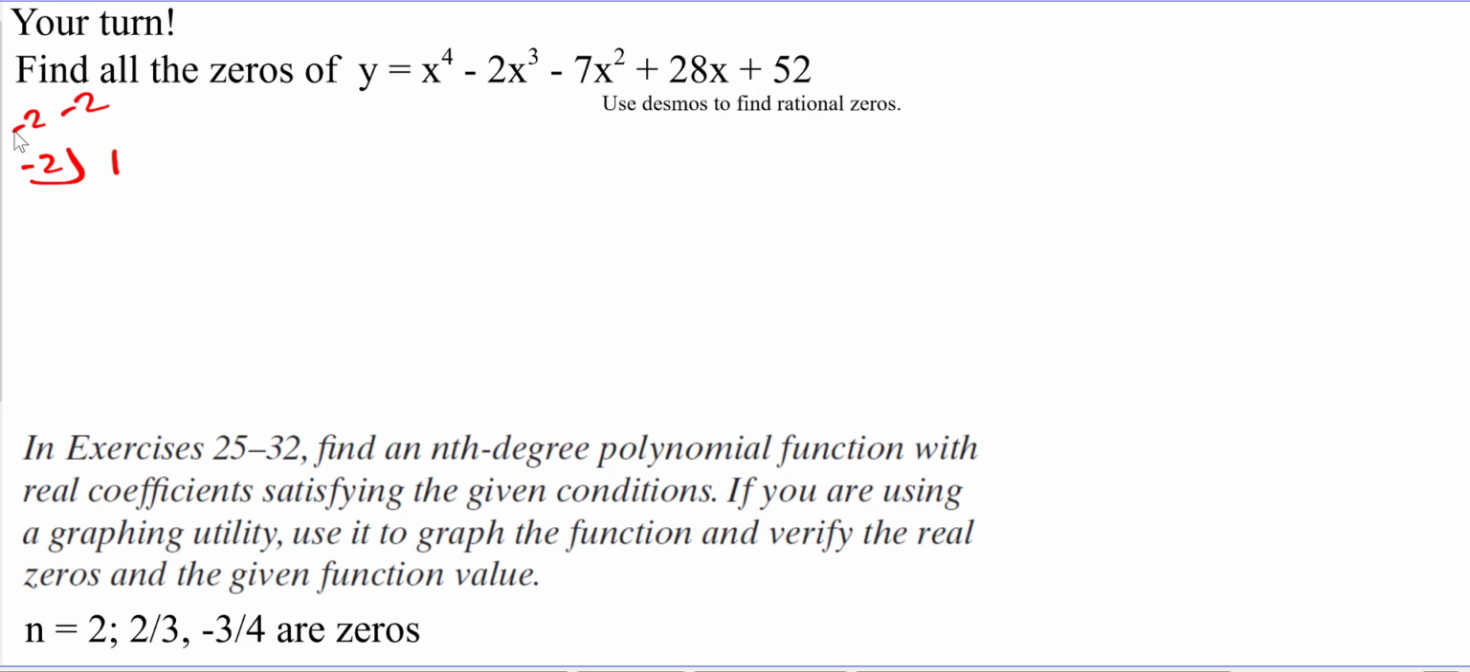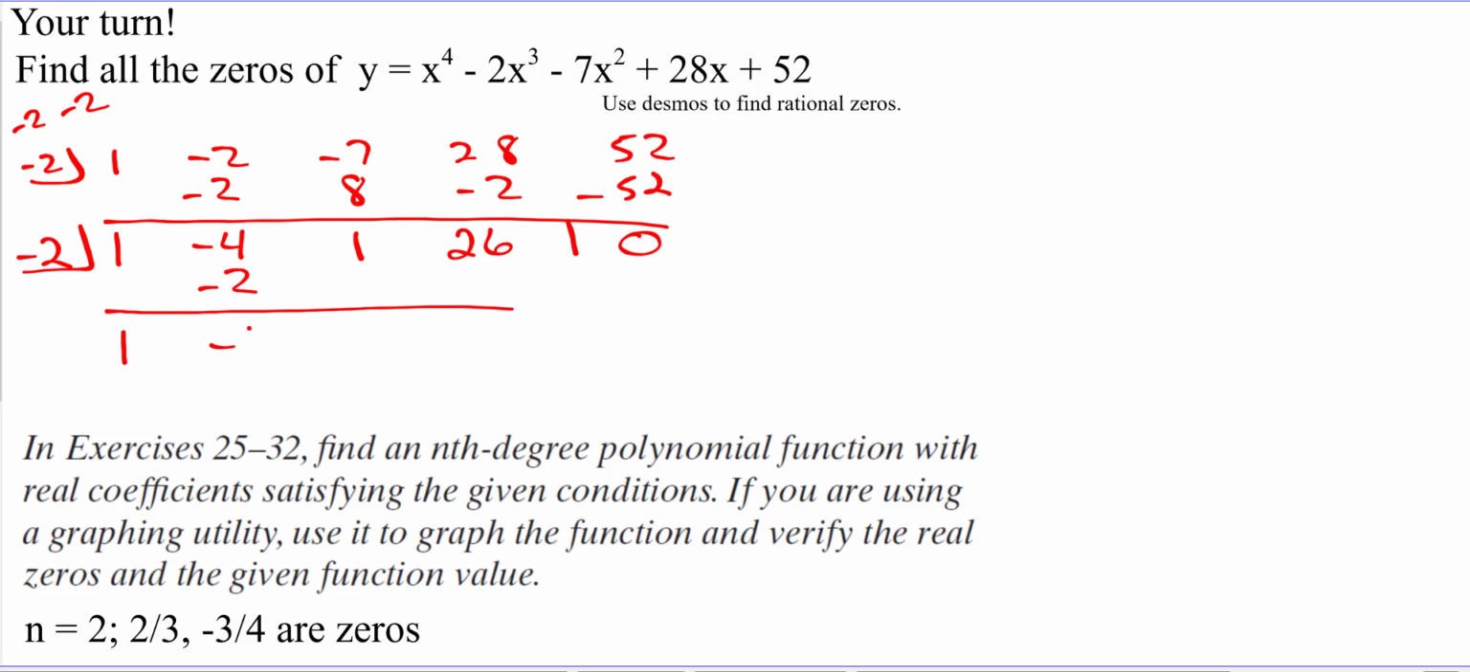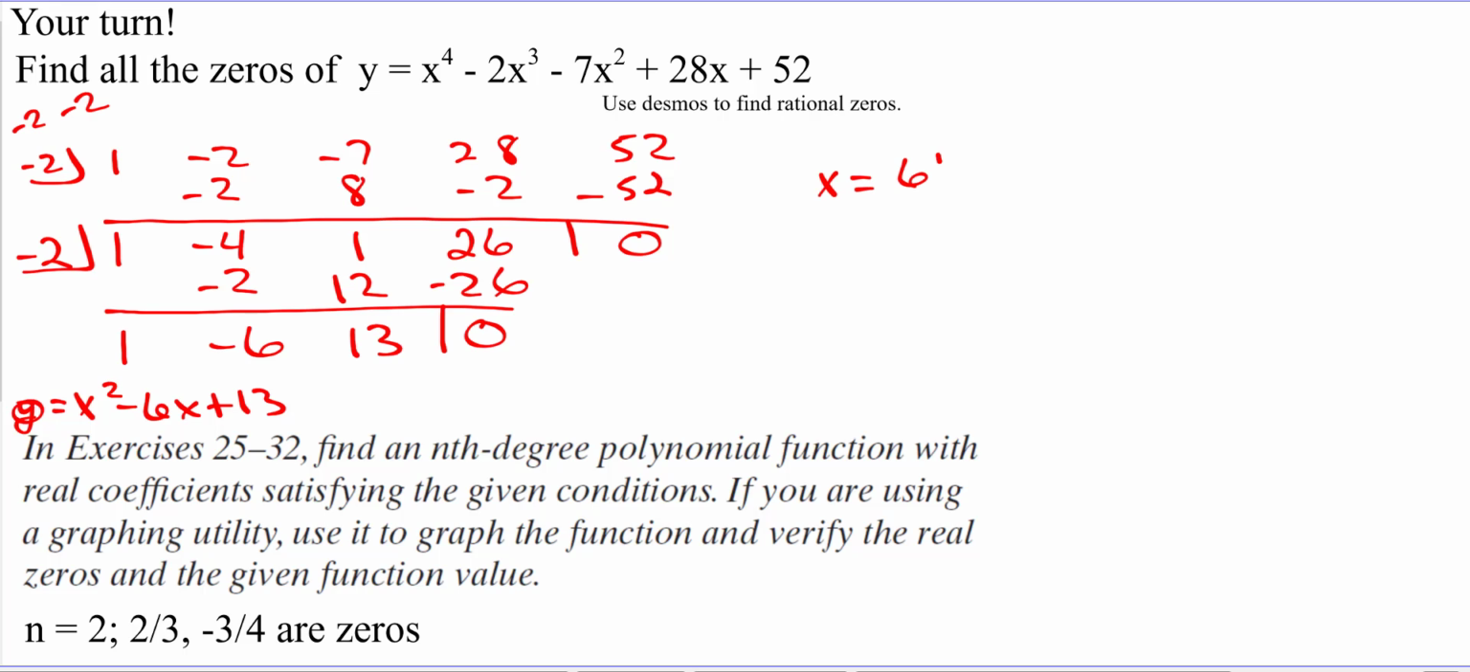So -2, 1, -2, -7, 28, and 52. 1, -2, -4, 8, 1, -2, and that's 26. That's going to be -52, 0. Let's try -2 again. So we have 1, -2, -6, 12, 13, -26. There's 0. So we have x squared minus 6x plus 13 left. So we want that to equal 0. So x is equal to 6 plus or minus the square root of b squared minus 4 times 1 times 13, all over 2 times 1.